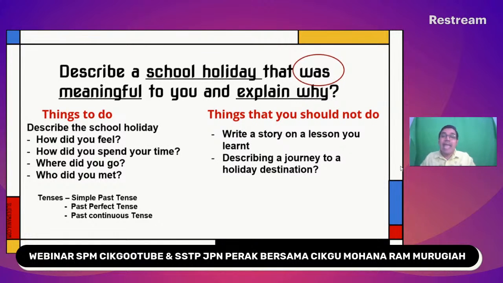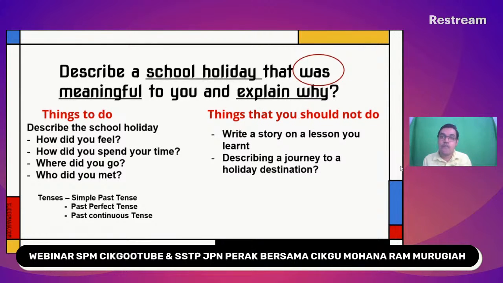Describe your school holiday, and do not let any other story overshadow your school holiday. Bring in this idea of stories into your school holiday. Describe the things that you do. Keep this in mind. A lot of students make this mistake. Why? Because the idea of describing the school holiday and meaningful becomes very little when they add in some other story. Like, for example, instead of writing a school holiday, you describe a journey to your holiday destination, and throughout your journey, you saw so many things. But the idea of the holiday being meaningful is missing.